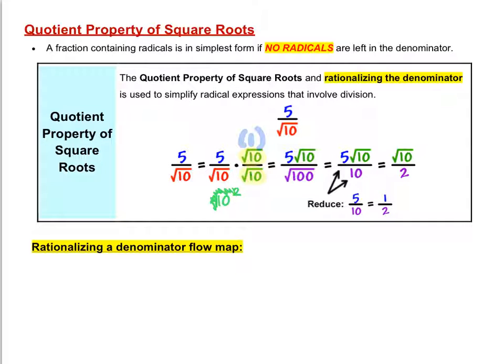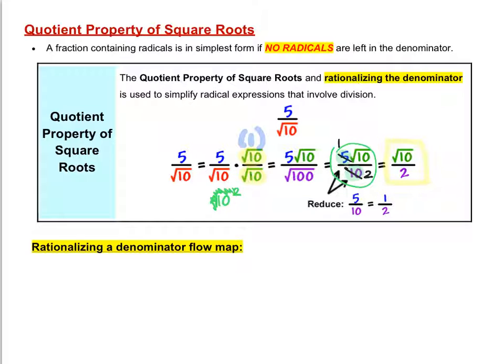5 times the square root of 10 over 10 right here, and then we recognize that 5 and 10 have a common factor of 5. So 5 goes into 5 once, and 5 goes into 10 twice, and we end up with the square root of 10 over 2 as our final answer.